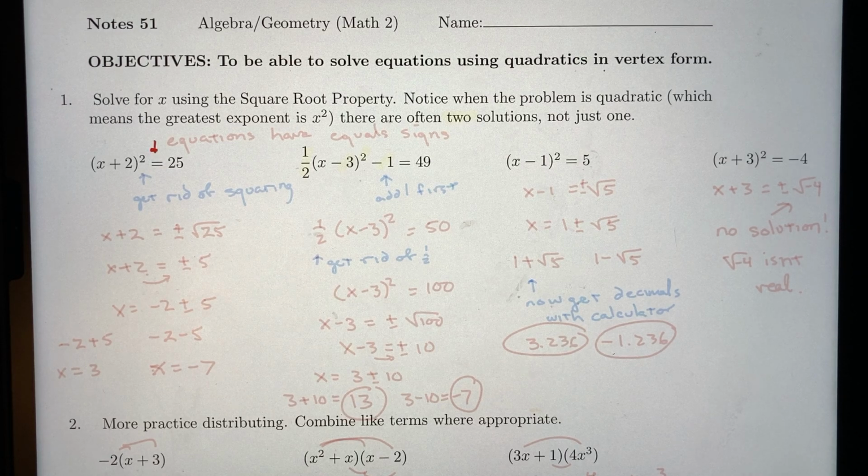Notice that equations have equal signs, so we can solve an equation. I'm going to peel things from the outside in, so I get rid of the squaring first. If something squared is 25, then the thing is not just 5, it's 5 or negative 5. I'm going to write it this way.